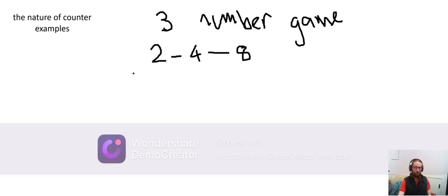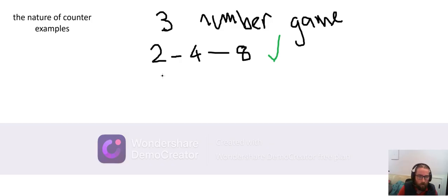And now the game is that you get to keep proposing 3-number combinations to me, and then I'm just going to tell you whether or not they fit my rule. Alright, so 2, 4, 8 fits the rule. And then you propose another example, and I'll tell you if it's the rule or not. Remember, your goal is to figure out what the rule is.